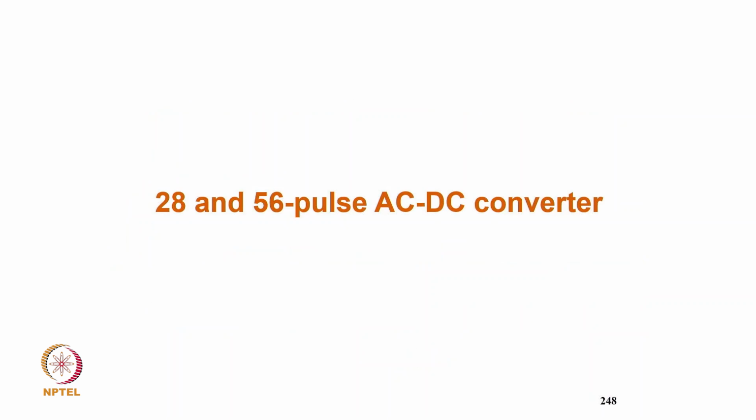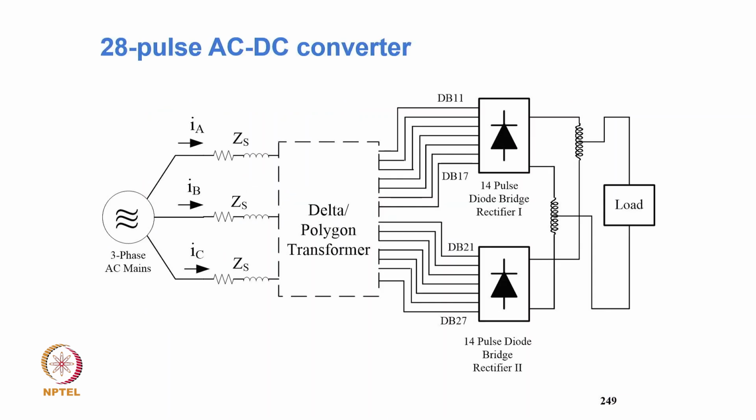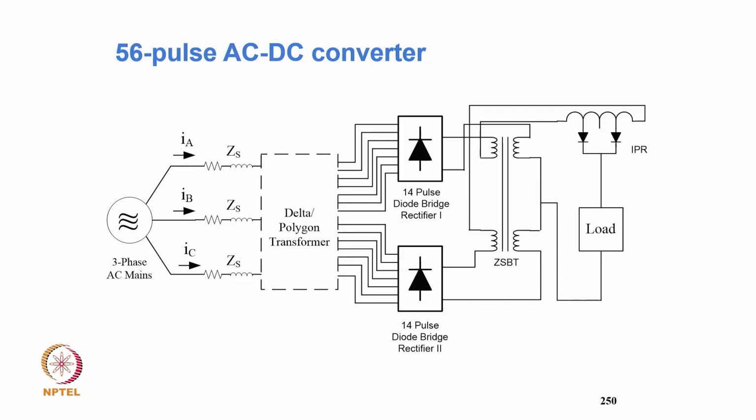Now coming to the 28 to 56 pulse AC/DC converter. Here we convert 3-phase into 7-phase. One set of 7-phase gives 14 pulse, and with the phase staggering it gives another 14 pulse, and combined together we get the 28 pulse. And of course with the pulse doubling we are able to get 56 pulse. So 14, 14, 28 into 2, 56 pulse.